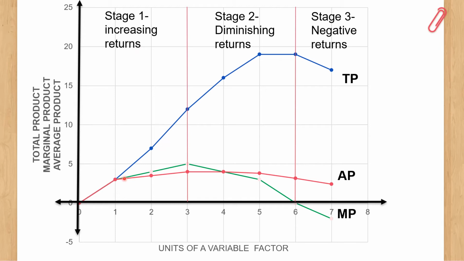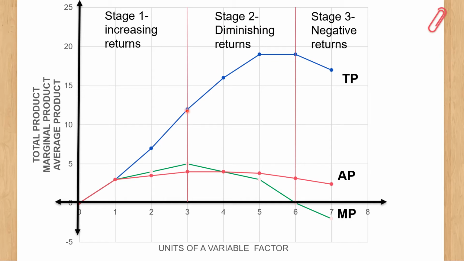Throughout this stage, we see that marginal product, which is shown with a green colored curve, is greater than average product. The stage starts when all of them are 0 and ends when marginal product is at its highest point, because up till that point, total product is increasing at an increasing rate. Moving on to the second stage, which is called the stage of diminishing returns.